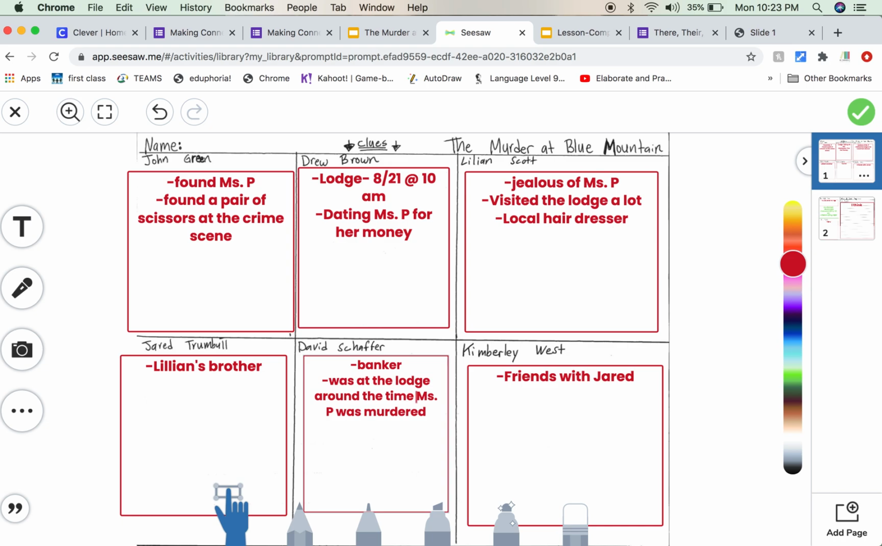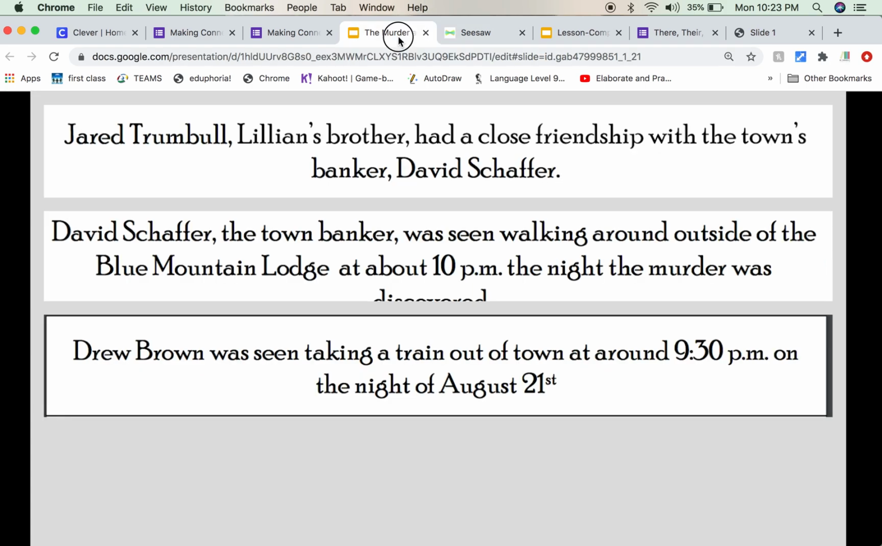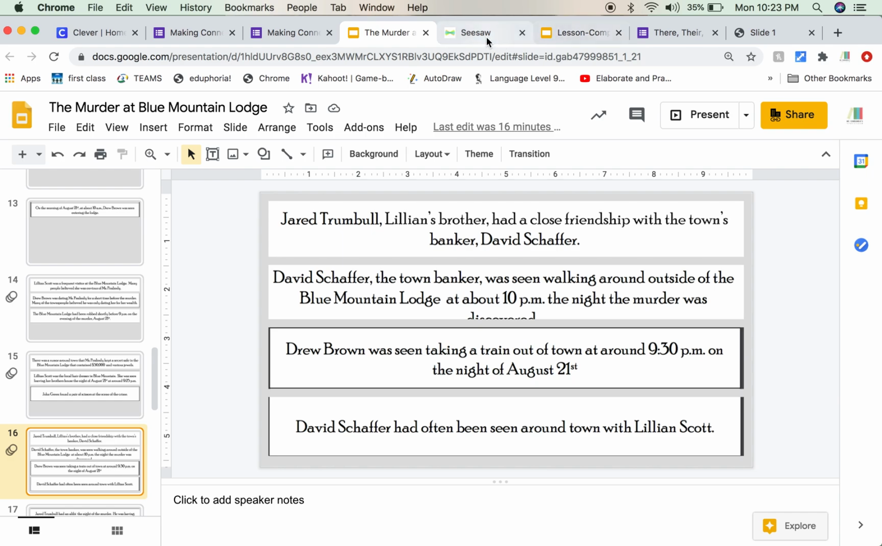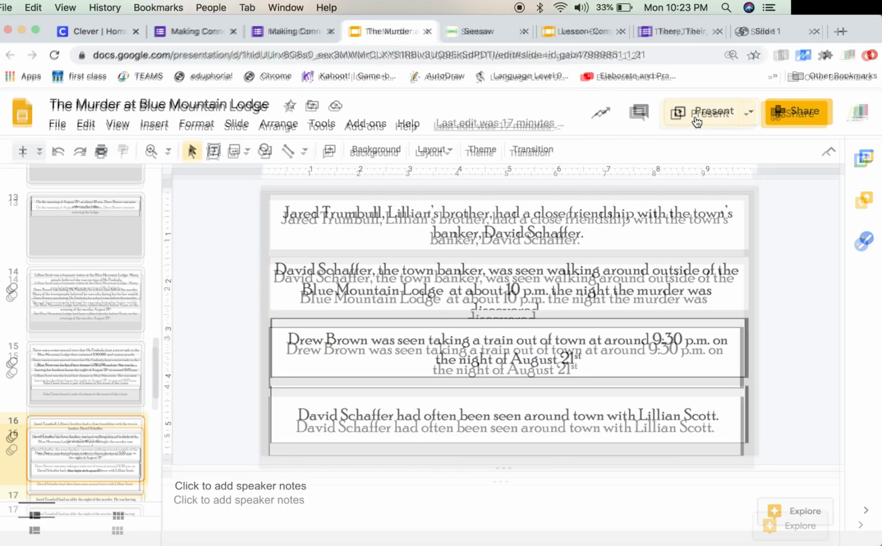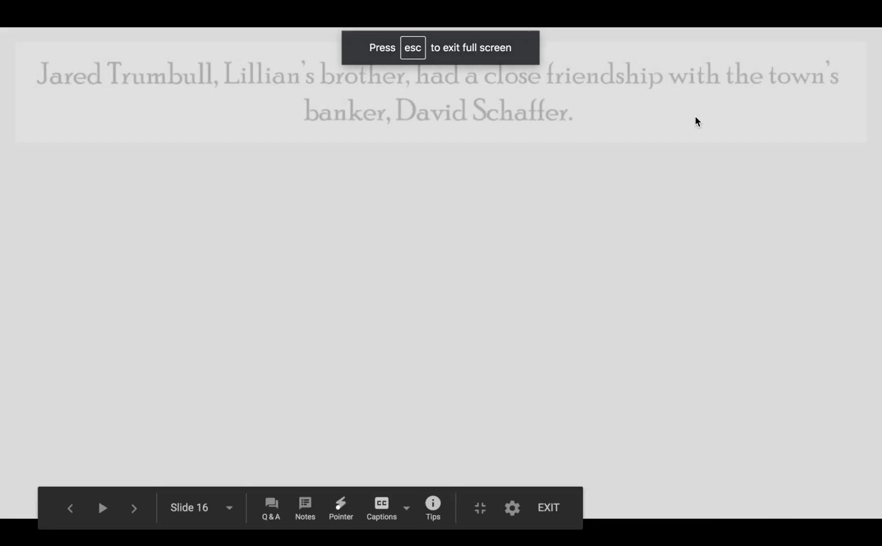Then we're going to add that Jared is Lillian's brother. So type in Lillian's brother underneath Jared in the text box. This is a clue for our suspect, Jared. So at this time, pause and write. Now let's go back to our clues.